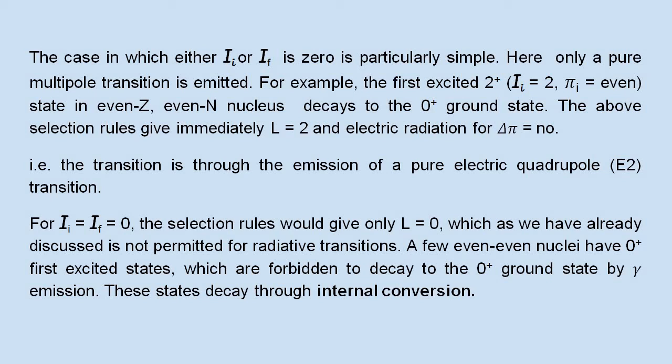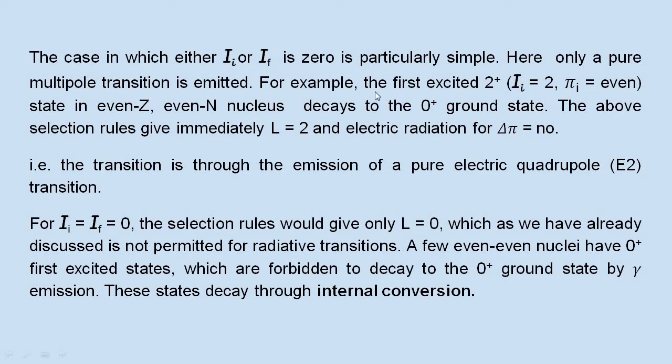You can have the combination like E1, M2, E3, M4, or like M1, E2, M3, E4, etc. Combination like that. So at the same time, you can have E1, M2, E3, etc. But if it is a pure multipole transition, that means only you have say E1 or M1, such case is possible only when II or IF is 0. Here only a pure multipole transition is emitted.